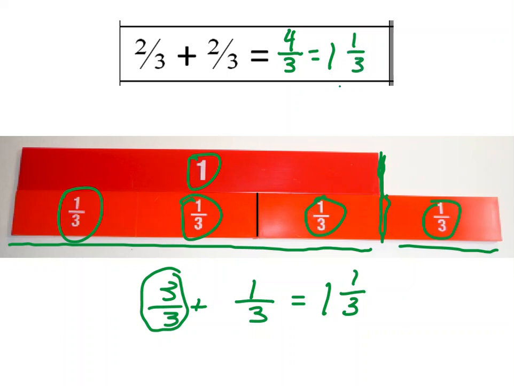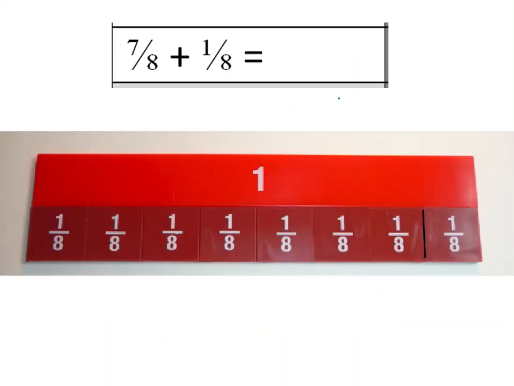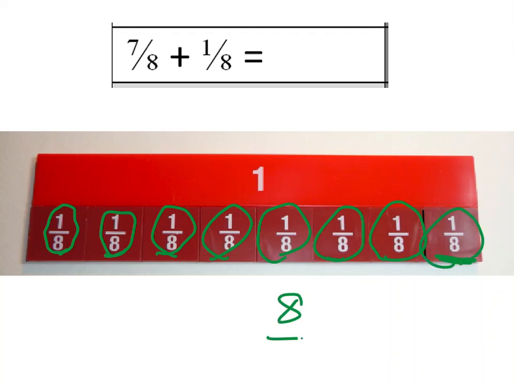All right, next. 7/8 plus 1/8. Well, here they are. Each one of these is a unit fraction. 1, 2, 3, 4, 5, 6, 7. Plus you do one more, that makes 8. So that equals 8/8. How much does 8/8 equal? Right, 8/8 equals the same thing as 1 whole. And there it is. You see it?